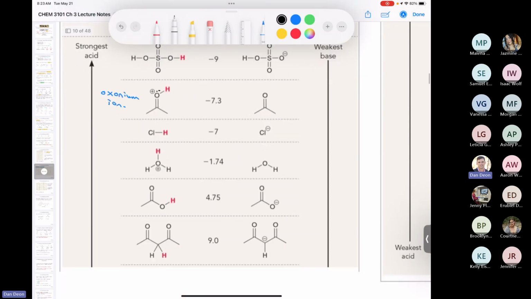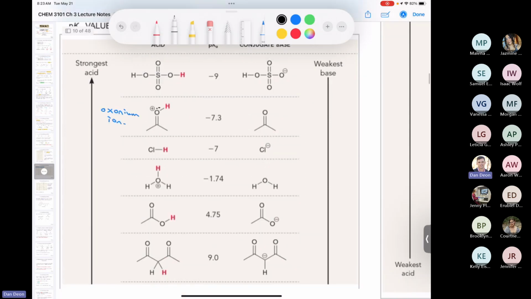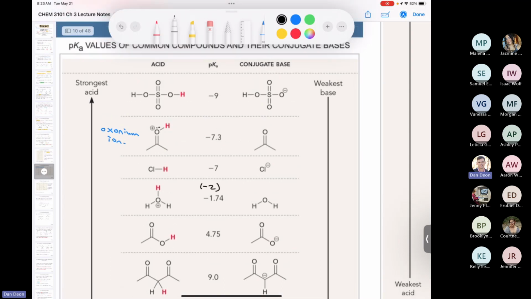The next one is hydronium. Okay, hydronium, it says -1.74. As long as you know -2, it's good enough. And also, anything that has a pKa below 0, I would say is a strong acid. So strong acids, anything with a pKa below 0.